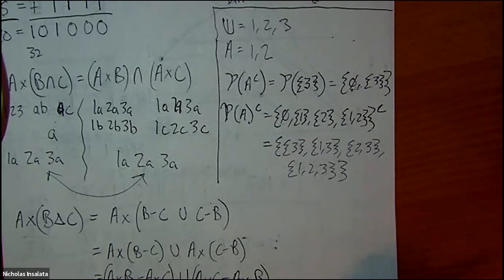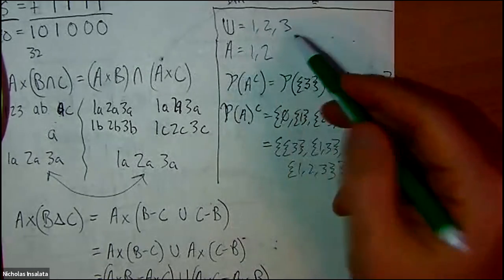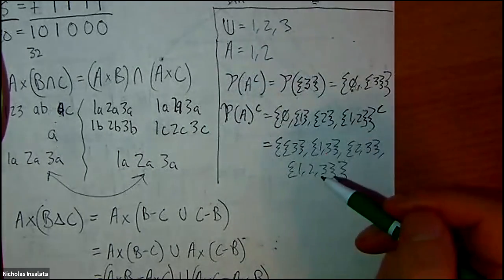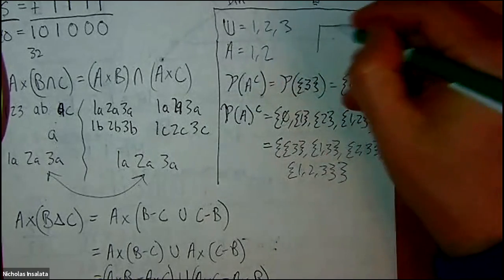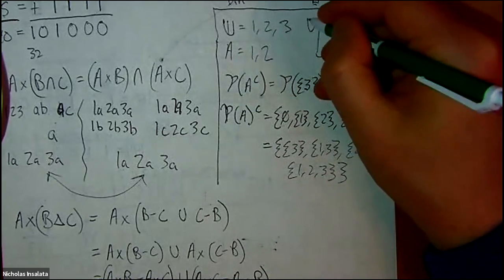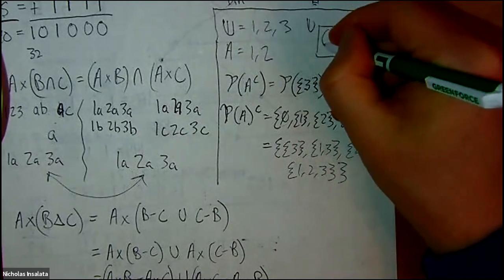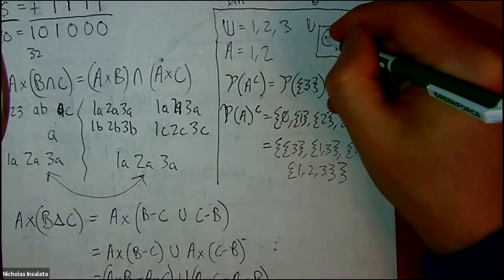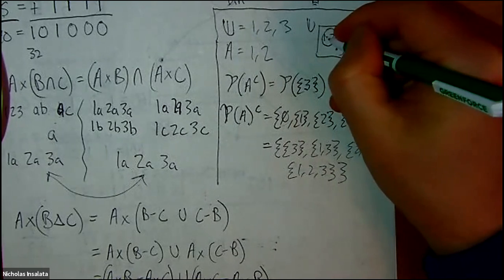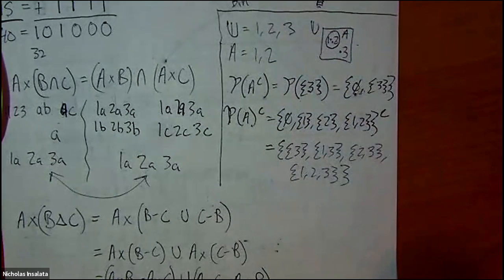So does the universal set not contain sets? No, the universe here just has the elements 1, 2, and 3, and A has the elements 1, 2. So if you want to think about it as a picture, here's my universe. It has the number 3 out here, and then the set A with 1 and 2 inside. Does that make sense?